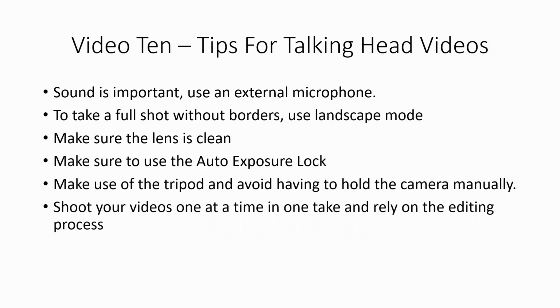Something else that you can do to make sure that your videos come out well is to shoot them one at a time and do them in one take. So you don't want to shoot and reshoot a video whenever you make a mistake. You want to shoot it all the way through and then go back in the editing process and take out what is actually not working.